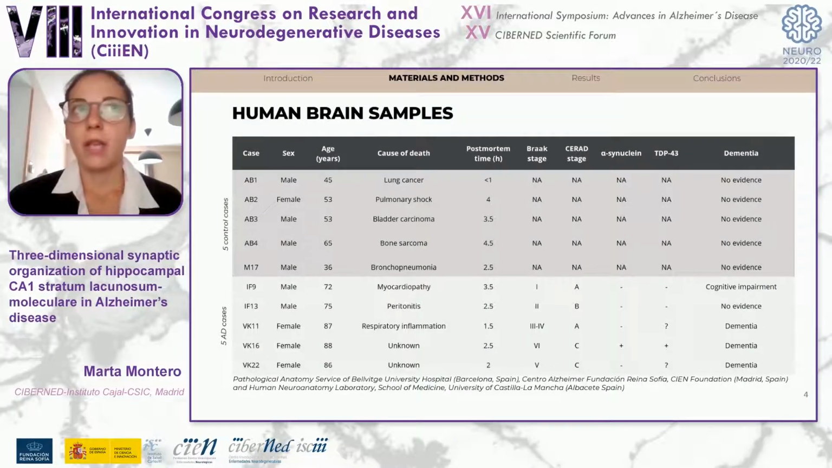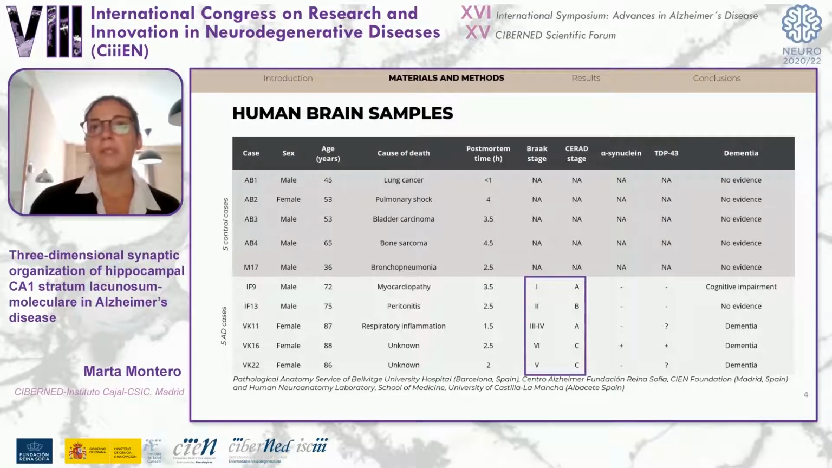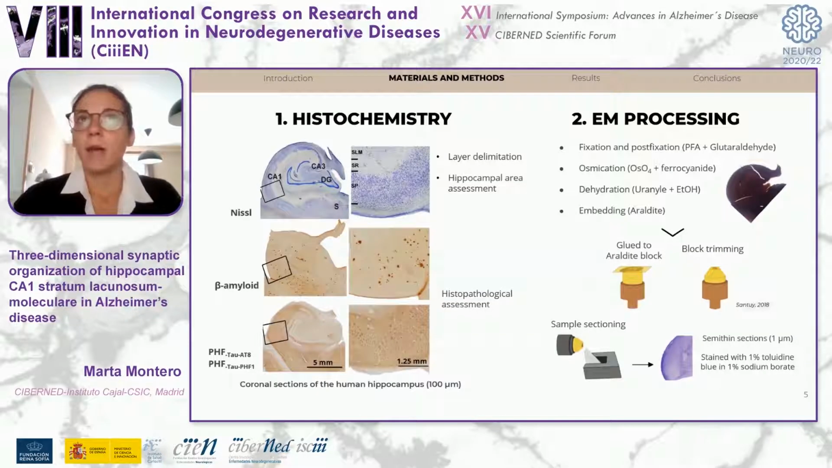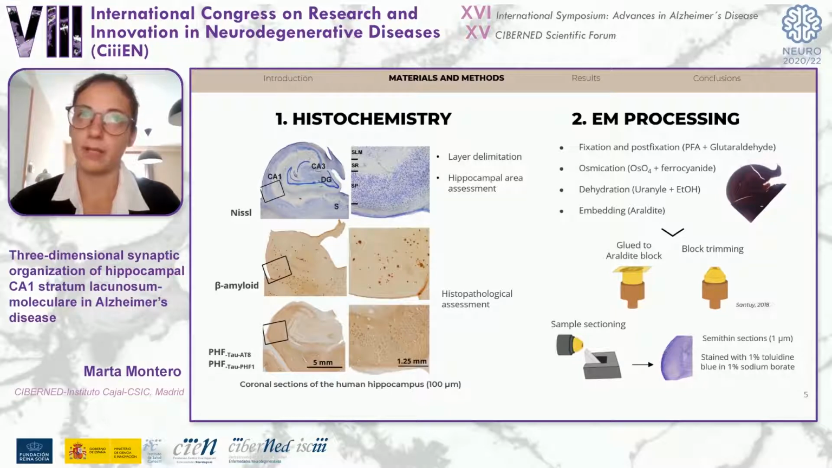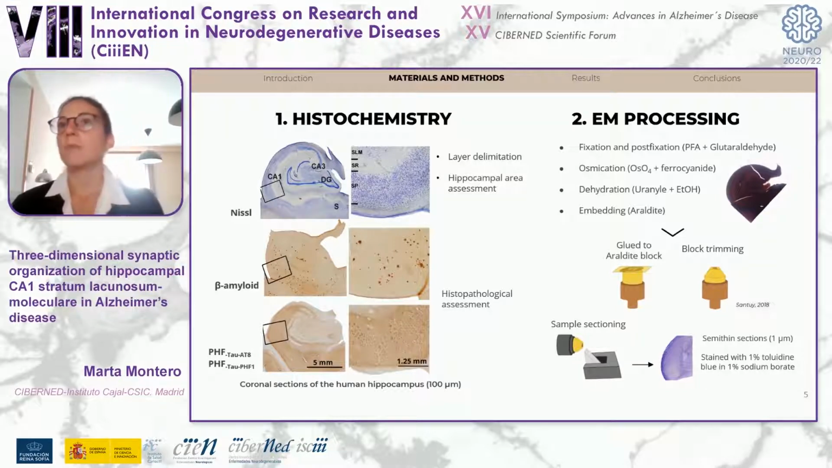So, to address this question, we used samples from the hippocampus from 5 subjects with no recorded neurological alterations, considered to be the control group, and 5 subjects with a different degree of Alzheimer's disease pathology. Samples were processed with different histochemistry techniques, and these sections were used for proper layer delimitation and for hippocampal atrophy and histopathological assessment. Additionally, samples were processed for electron microscopy to conduct an ultrastructural study of the samples.